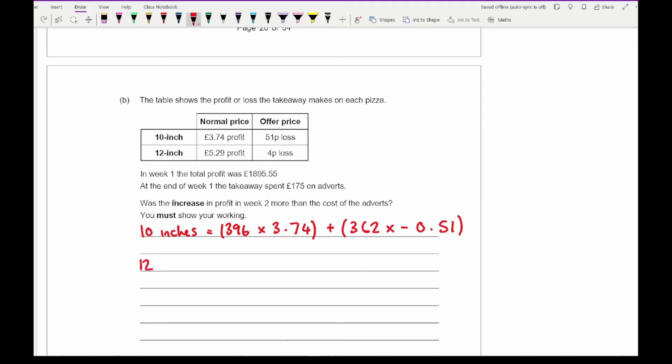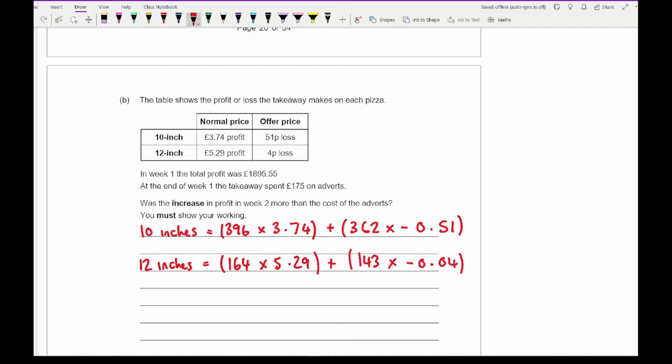Now looking at the 12 inches, doing the same calculation, how many pizzas were sold at normal price? Well, it was 164, and I'm going to multiply that by 5.28. I'm then going to add it to how many were sold in the offer, which was 143, and I multiply that by a 4 pence loss, which is minus 0.04.